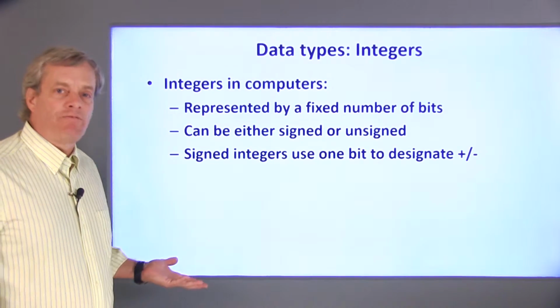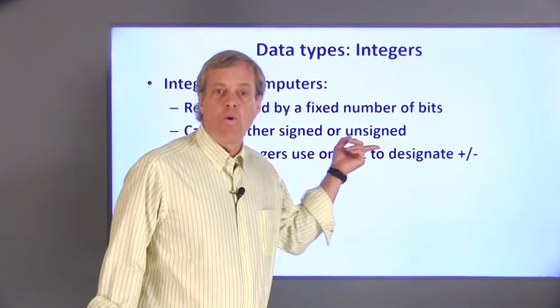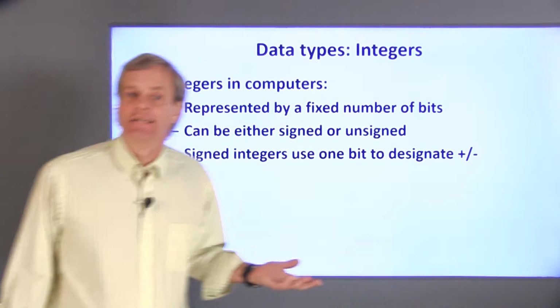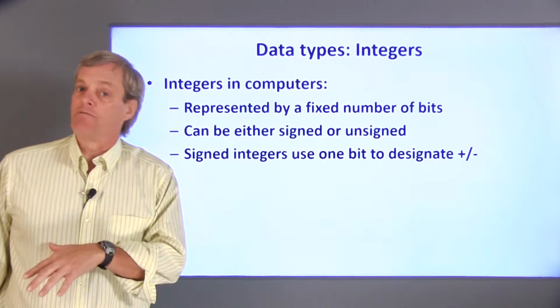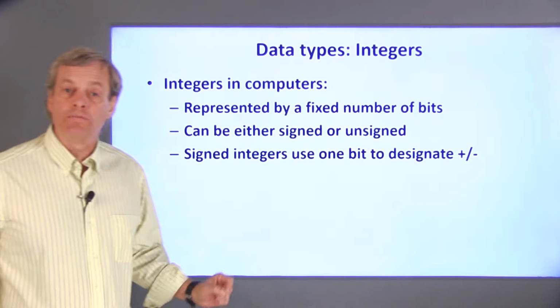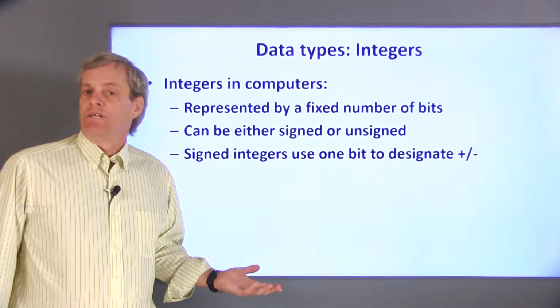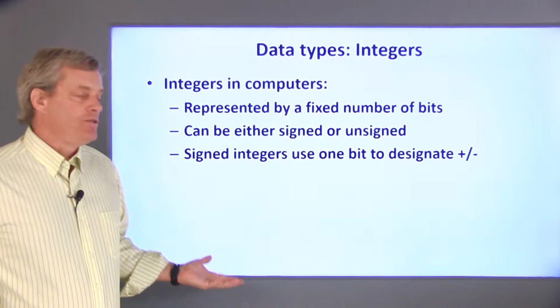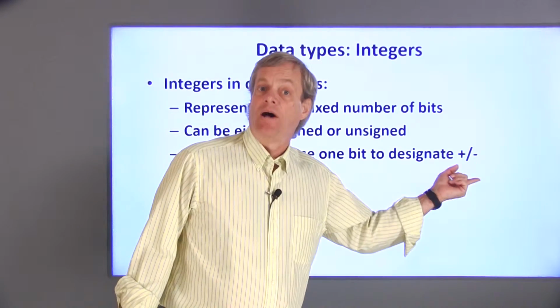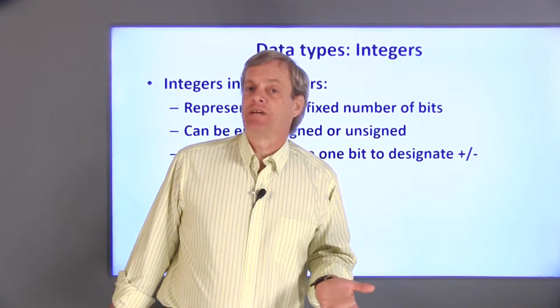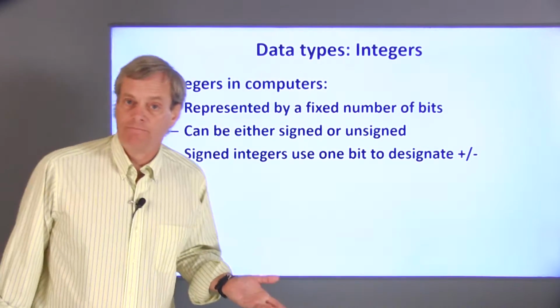I can also specify an integer as being either signed or unsigned. Signed integers can be either positive or negative, while unsigned integers are always positive. To represent a signed integer, one bit is used to denote the sign, positive or negative, and the other 7 bits represent the number itself.